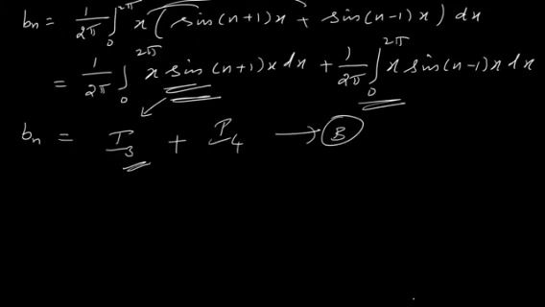So let me substitute the value of I3 here. So I3 is equal to minus of 1 by n plus 1. Next we calculate I4. Your I4 is nothing but, this is your I4. Am I right? That is 1 by 2 pi integral 0 to 2 pi x sine n minus 1x dx. Okay, let me calculate.